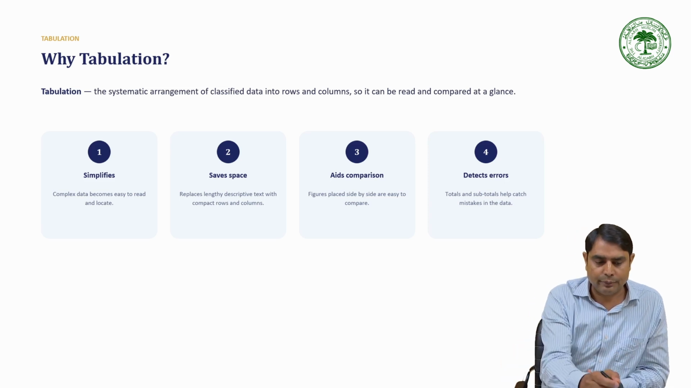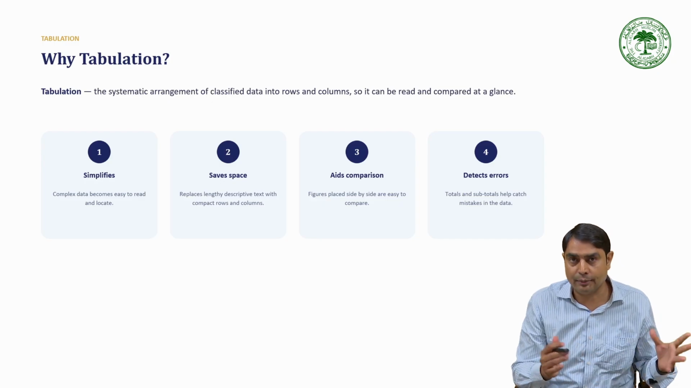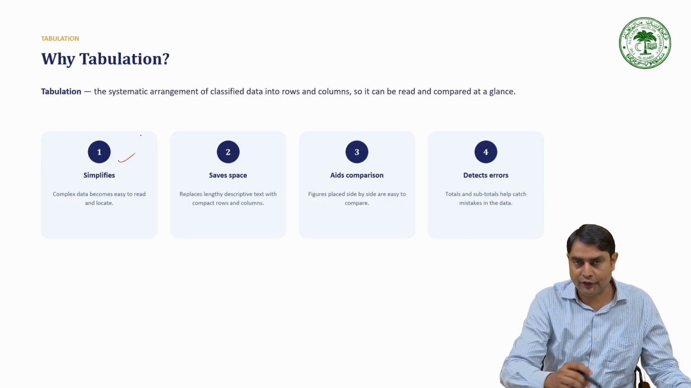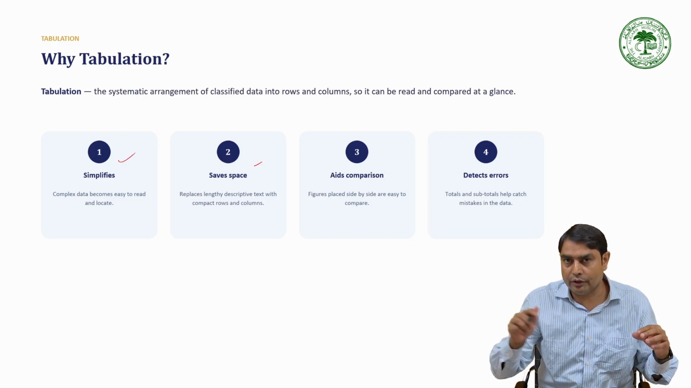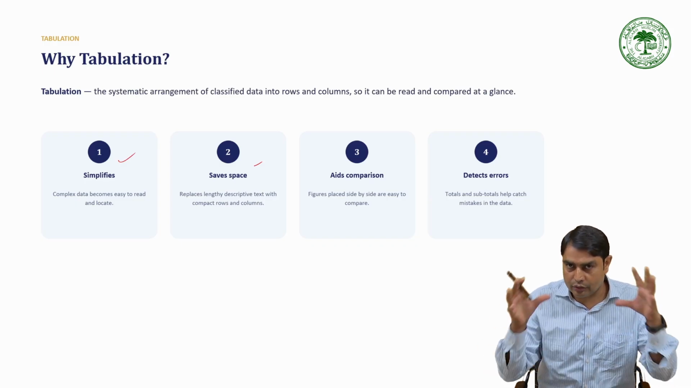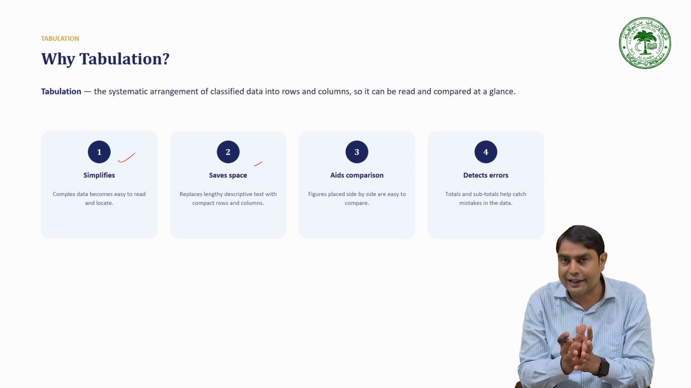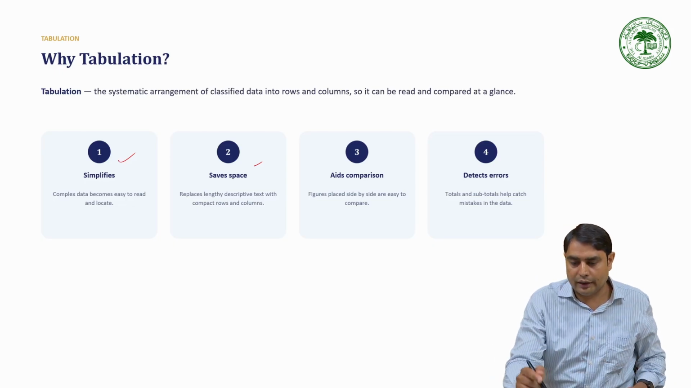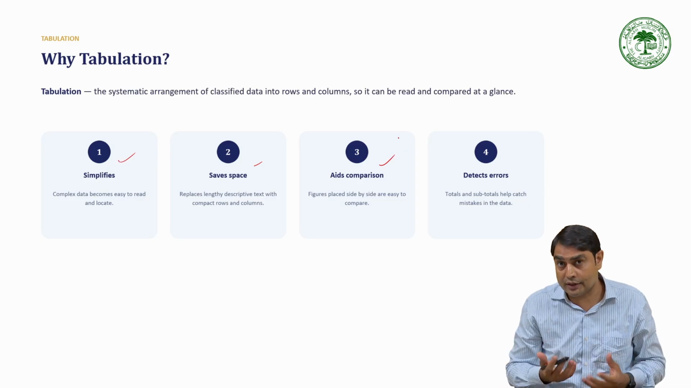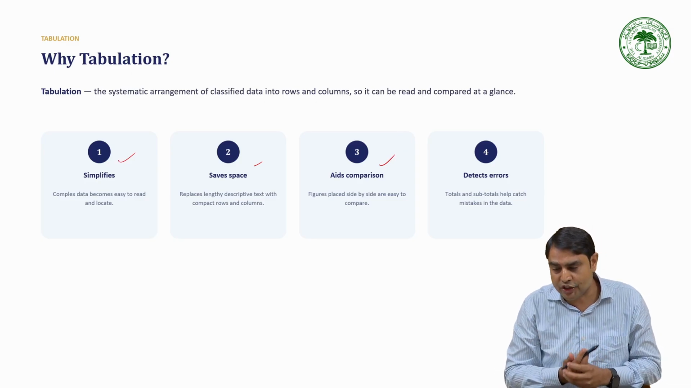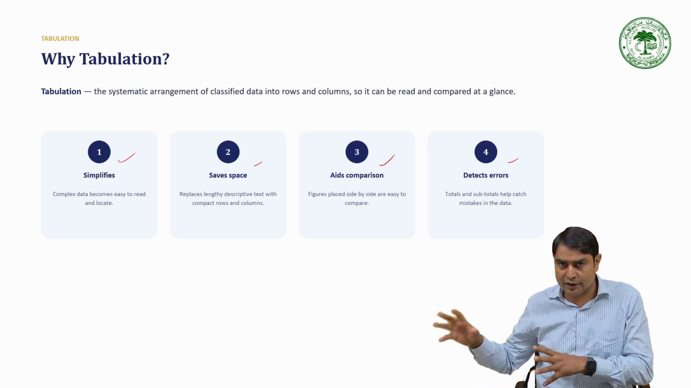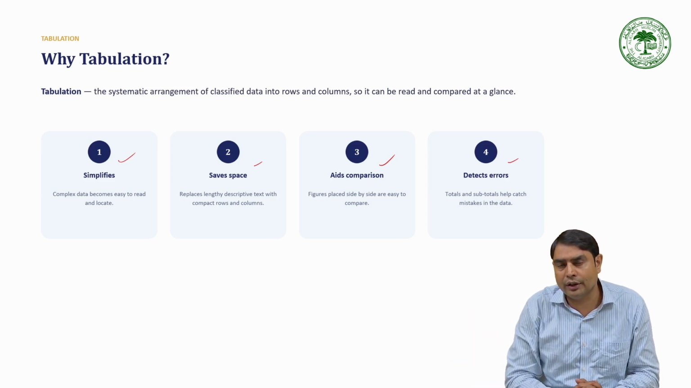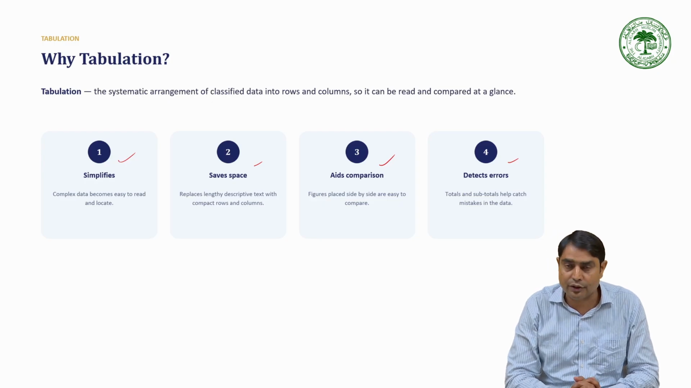So it is a more structured and more summarized form of data. Tabulation simplifies complex data and makes it easier to understand. It saves space, so you need not write the data here and there. It is now in a more concise and more visible form, and it aids comparison. Obviously, when it is tabulated, comparison becomes much easier. You can also detect errors, because totals and subtotals need to confirm each other, and in those cases we can detect an error if there is one.